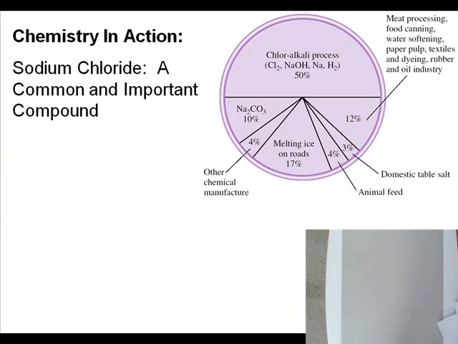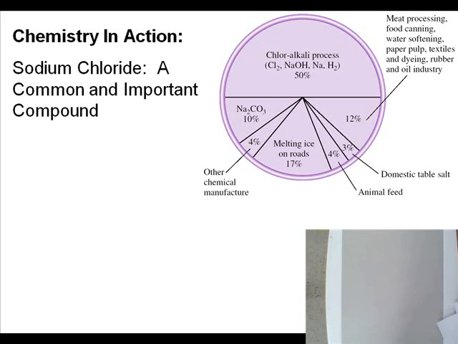Now, there are a lot of uses for different kinds of crystals. One of the most common, of course, is sodium chloride. That's table salt. This is just giving you an idea of the kinds of uses there are for salts. One of them, at the very top, 50% of it, is used in making hydrogen gas and sodium hydroxide. So chemical processes to make substances use sodium chloride a lot. But as you can tell, it's also used in meat packaging and paper pulp.